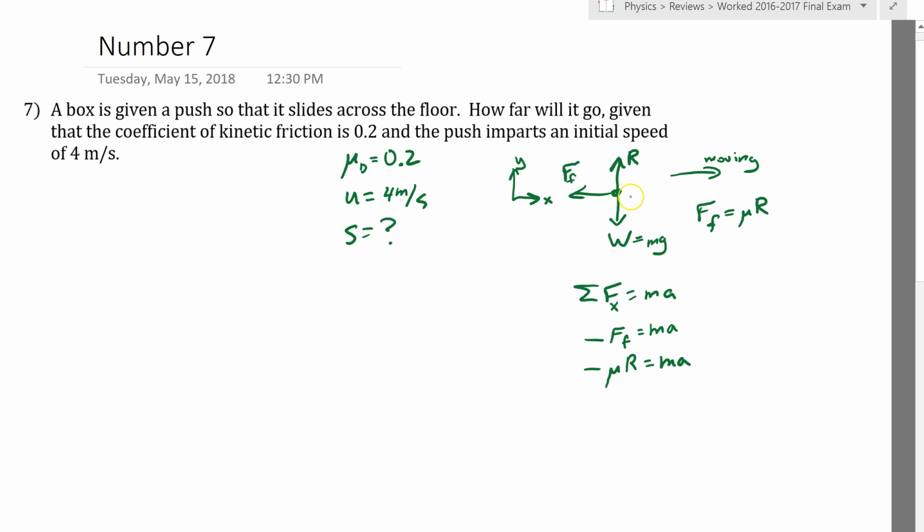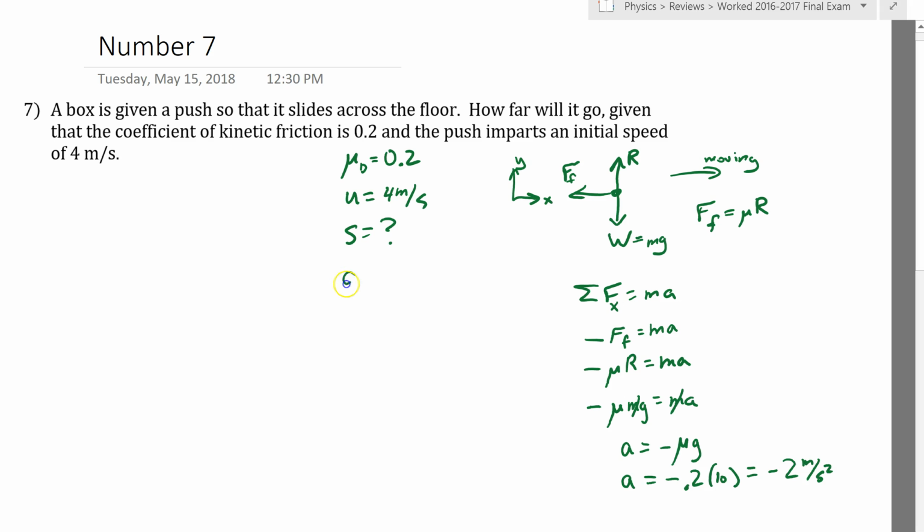Since this is sliding on the floor, and we can assume that the floor is level, the reaction force will equal the weight. So that's negative mu times mg equals ma. The m's cancel, and you get that the acceleration is negative mu times g. So the acceleration is negative 0.2 times 10, or negative 2 meters per second squared.